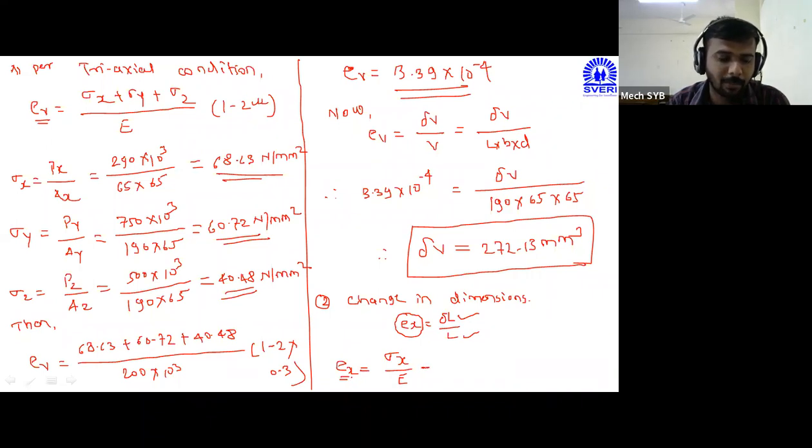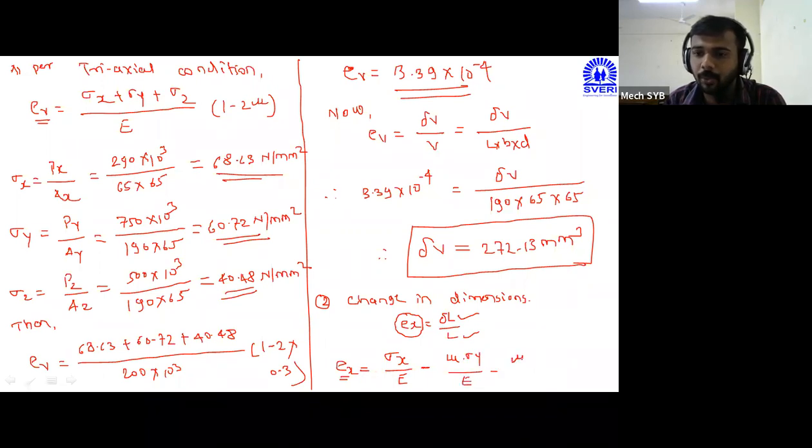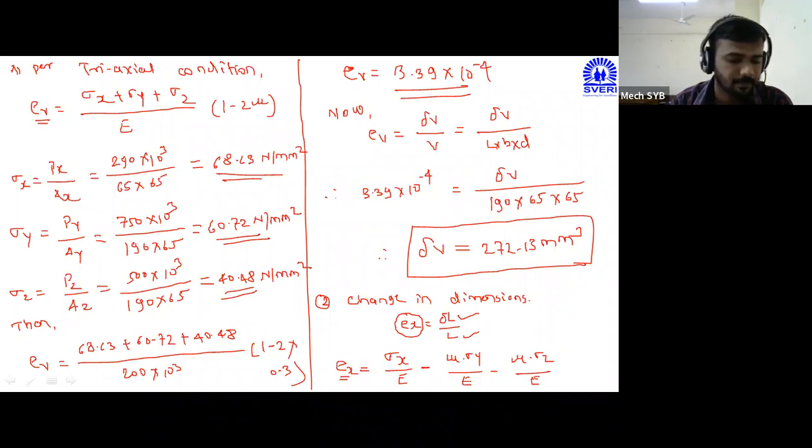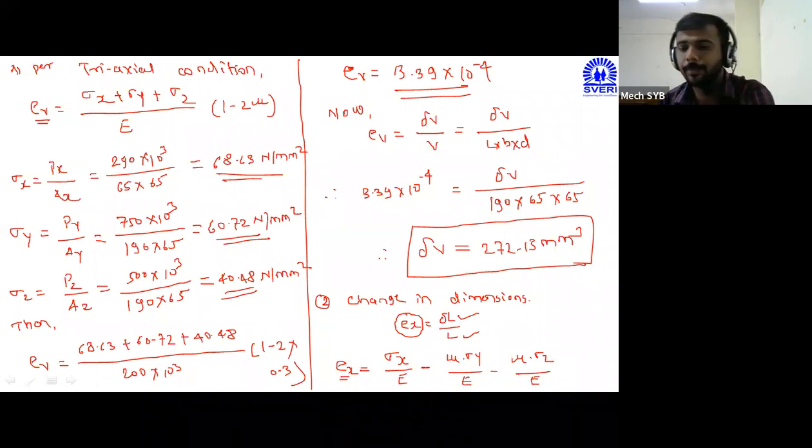In x direction, which parameter do we have? Length. So length is going to increase there. But in the remaining two directions, B and D, they are decreasing. Therefore, minus mu into sigma y upon E and minus mu into sigma z upon E. So this is the formula for epsilon x.